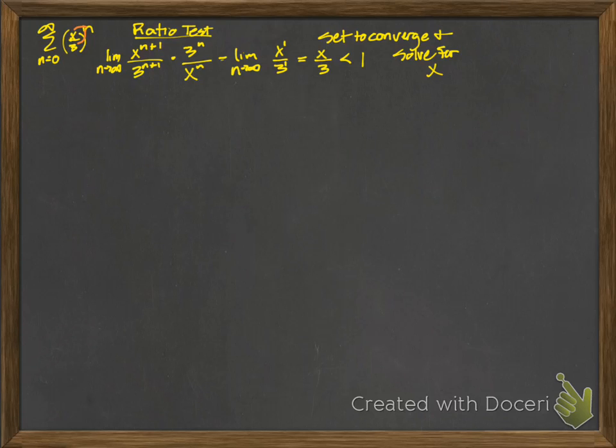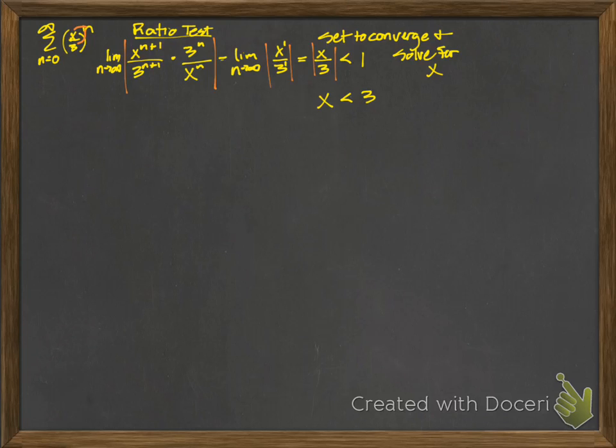Now, we set it to be less than 1 because we want it to converge, and we want to know what x's are going to work. So we actually solve for x, and other times we want it to have the x minus center format. But first let's put the absolute values back in there.